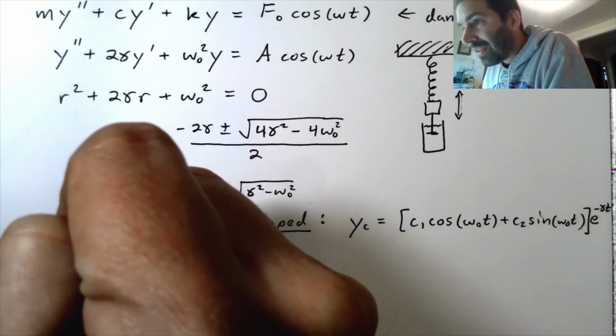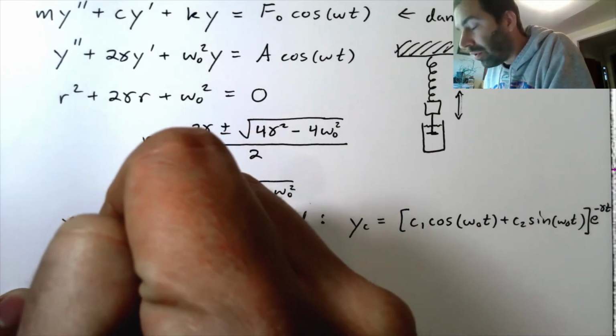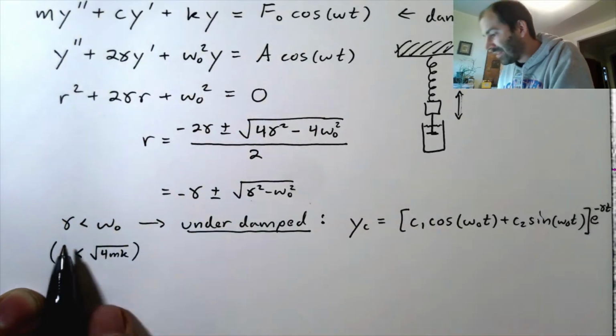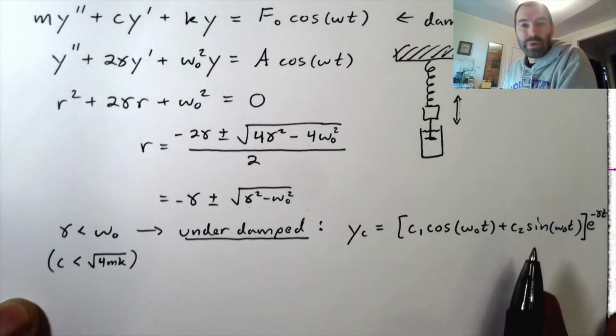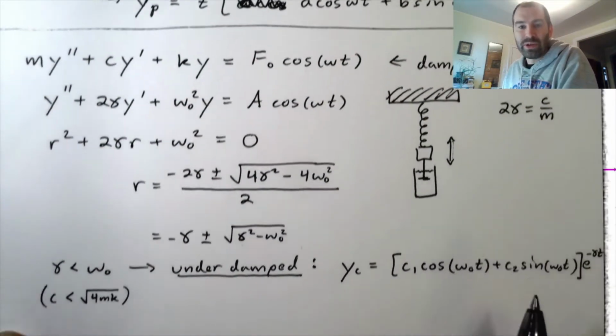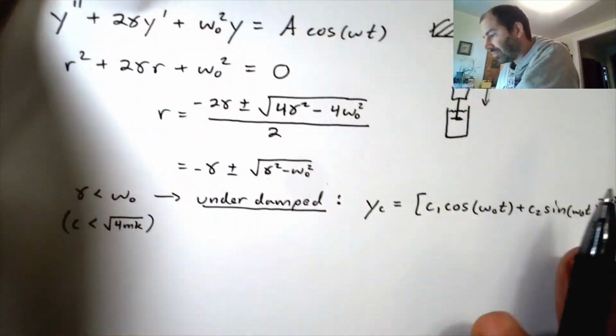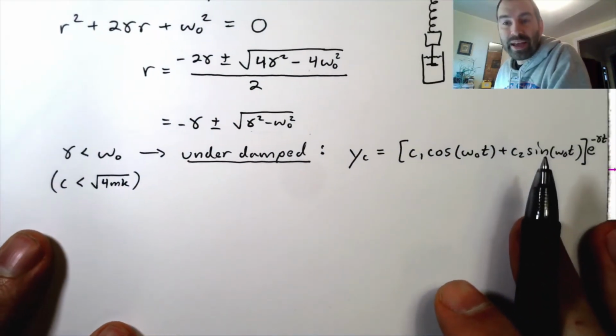Now, by the way, sometimes they will just say this. This is the same as saying c is less than the square root of 4mk. That's the same thing as saying gamma is less than omega naught. And just use this relationship here. Okay? So that's the underdamped case.